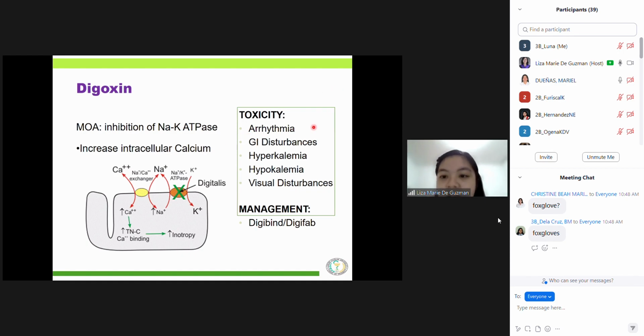So arrhythmia, vomiting, hyperkalemia, hypokalemia when given with agents like diuretics. So they can induce hypokalemia with diuretics. Visual disturbances, red to green visual disturbances.